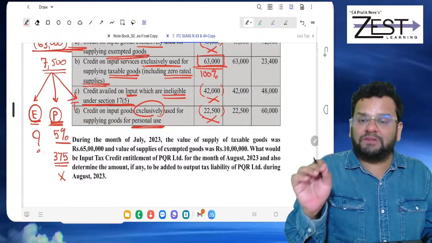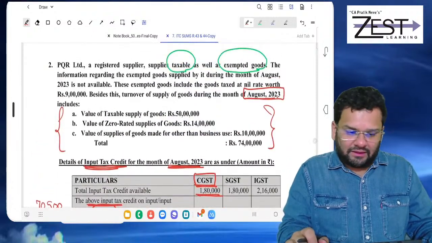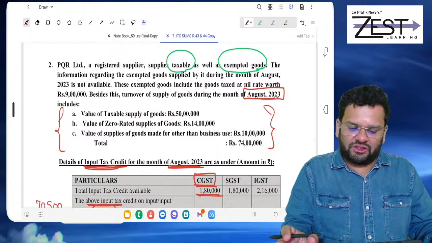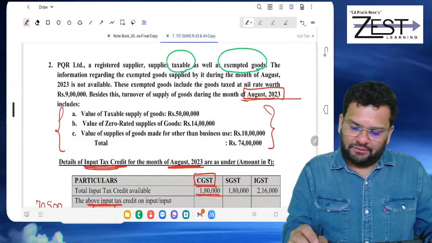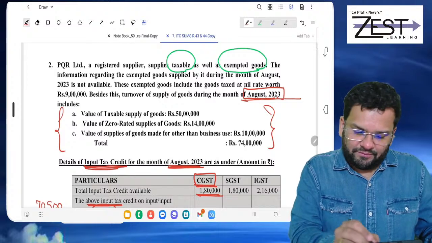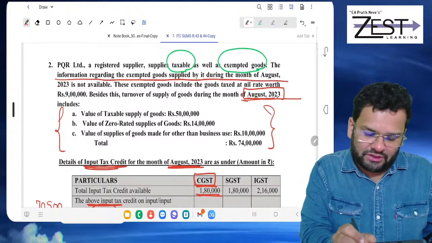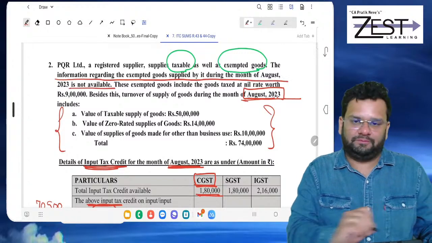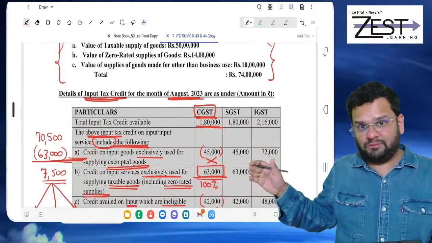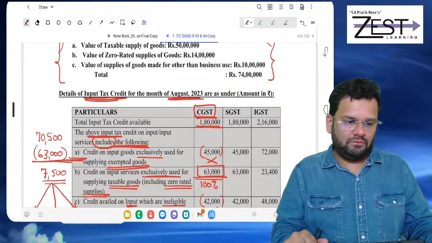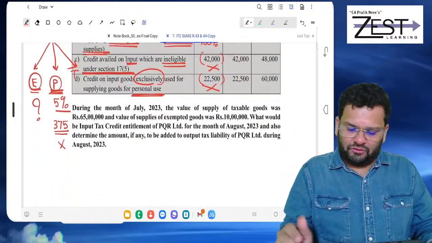We have to go as per proportion. But if you observe, they are telling you that information is not available for the month of August. It's given here: information regarding exempted goods supplied during the month of August is not available. So you have to search for the latest preceding month. So which is the preceding month? It is the month of July.